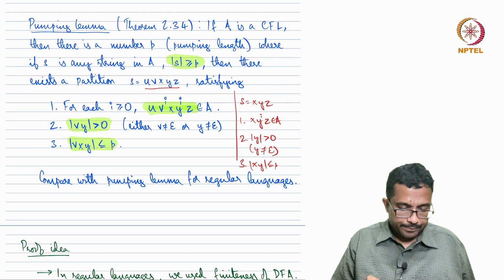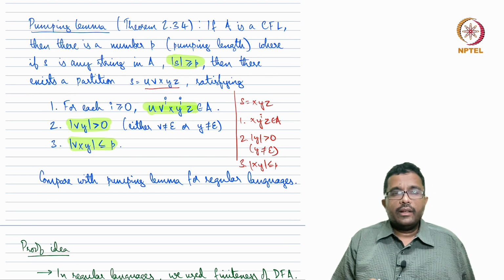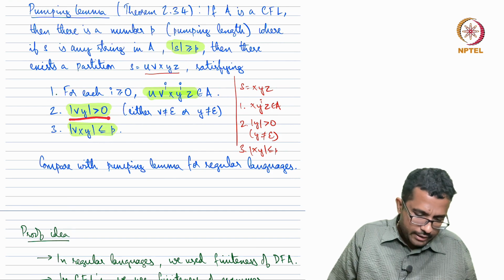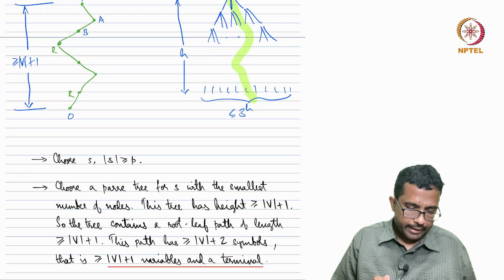And now we have to show that vy is non-empty and vxy is at most p. So let's see why that is true.